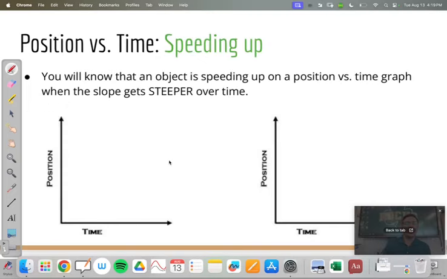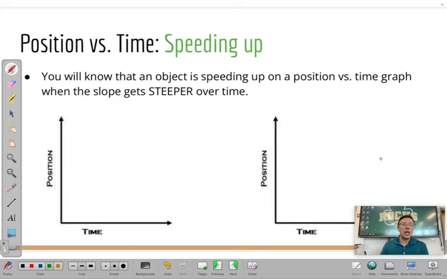Okay, so now on a position versus time graph, there's basically two graphs that will indicate an object that is speeding up. And you know that the object is speeding up because the slope gets steeper over time. So I just showed you one of those. It looks like this, right? Or something more like this. That's better, right? This is getting steeper, so this is flat right here, and then this is steeper up here.